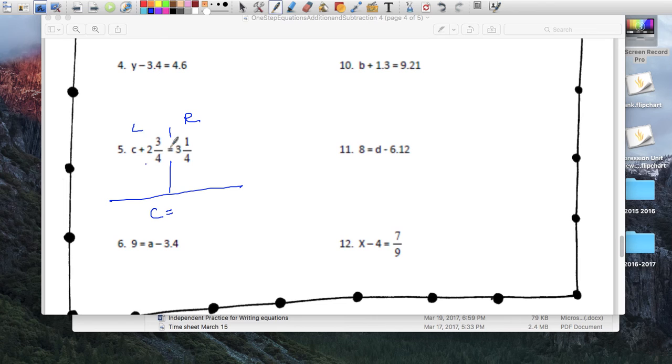So we need to get rid of the plus 2 and 3/4. And because it's a plus, we're going to do minus, the inverse. And on the other side, I'm going to do minus 2 and 3/4. Remember, whatever you do to one side, you do to the next. Now, a plus 2 3/4 and minus 2 3/4 is going to kill each other and have nothing left. They're going to be 0. So C is the only thing that's left over on that side. On this side, I'm going to subtract 3 1/4 and 2 3/4.